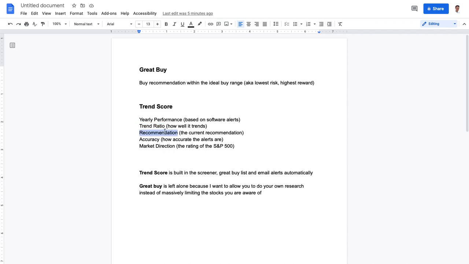The third is the recommendation. What is the stock's current recommendation? Is it a buy or great buy? Because that's going to be a really high score versus a sell or neutral, which is going to be nothing, right? Which is going to be very, very low on the score.